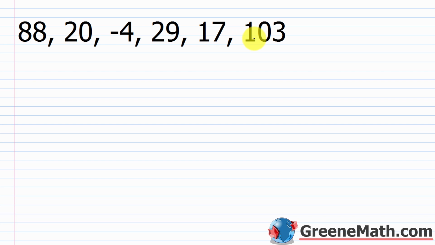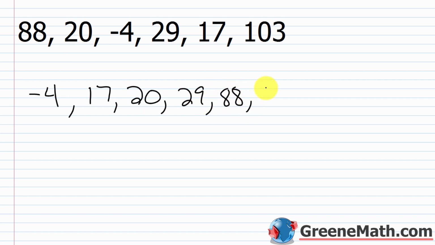So to find the median, what we want to do is arrange the numbers from smallest to largest. So the smallest number here is negative 4. So negative 4. And then kind of the next smallest would be 17. And then followed by that is 20, then 29, then 88, then 103. Now, in the scenario where you have an odd number of numbers, this is a very, very easy process. With an odd number of numbers, you just choose the number that's in the middle once you've arranged the numbers from smallest to largest. In this case, we don't have that.